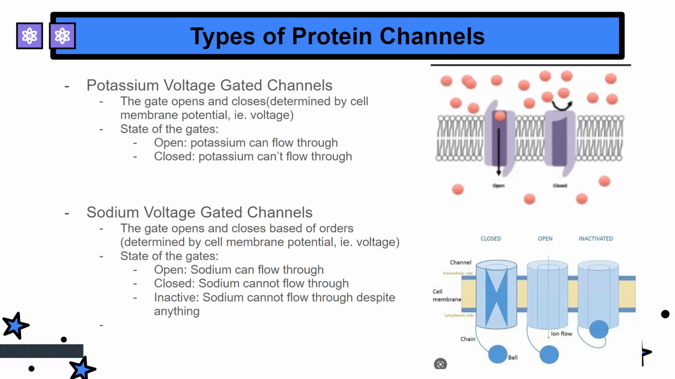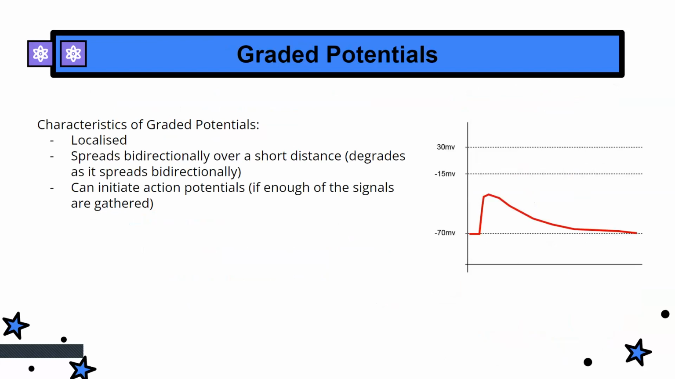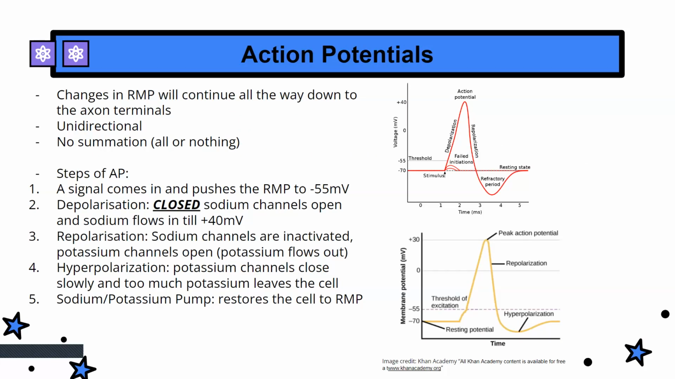Why can that occur? Because sodium is higher on the outside, lower on the inside. That's going to keep on continuing until it hits positive 30 millivolts. And once it hits that, those channels are going to close. Different sources say different things. You could see positive 30, positive 40 millivolts, or whatever you're being told. Once it hits that, those sodium channels close.